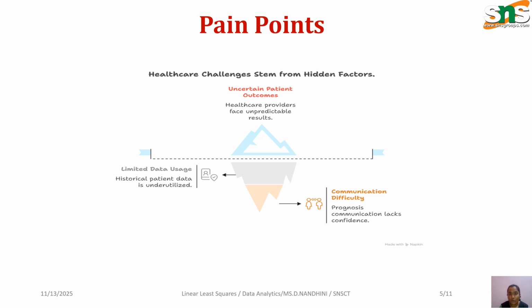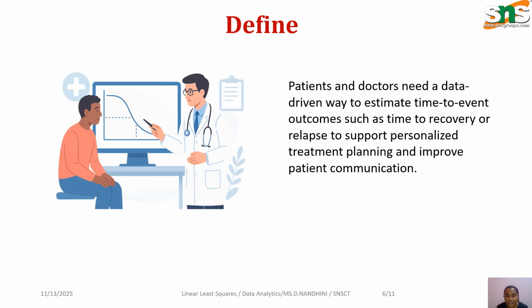That means prognosis communication lacks confidence. Where does it come from? That and all is what she is going to say. Next one is how it is defined. A patient and a doctor need a data-driven way. That means at what time this occurs, what the outcome will be, how it relapses, what treatment we are going to plan for him, and how we can communicate to him. To know these things, we are defining this problem with this oncologist.